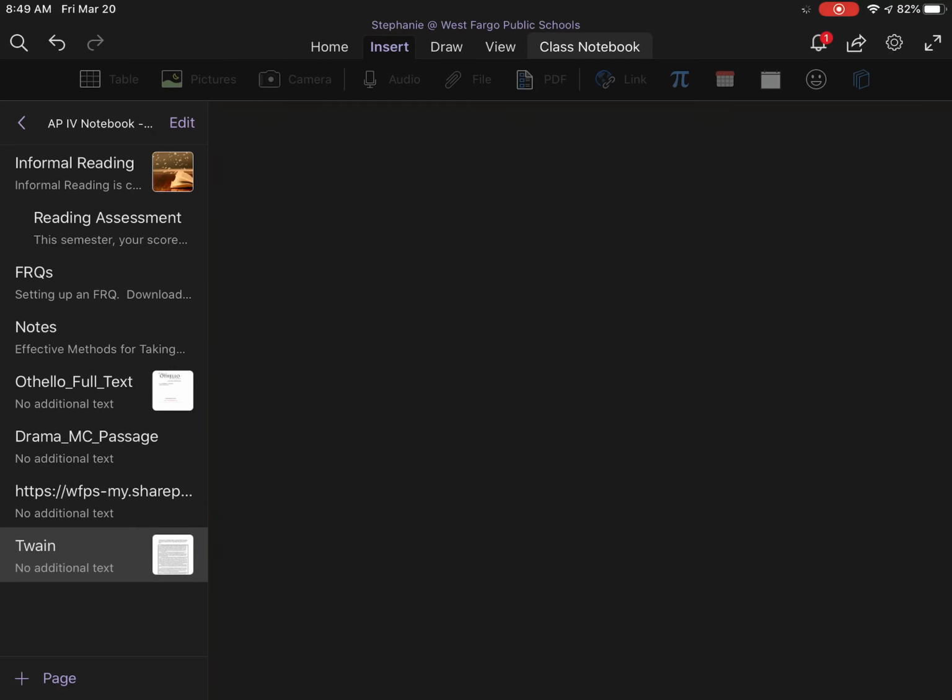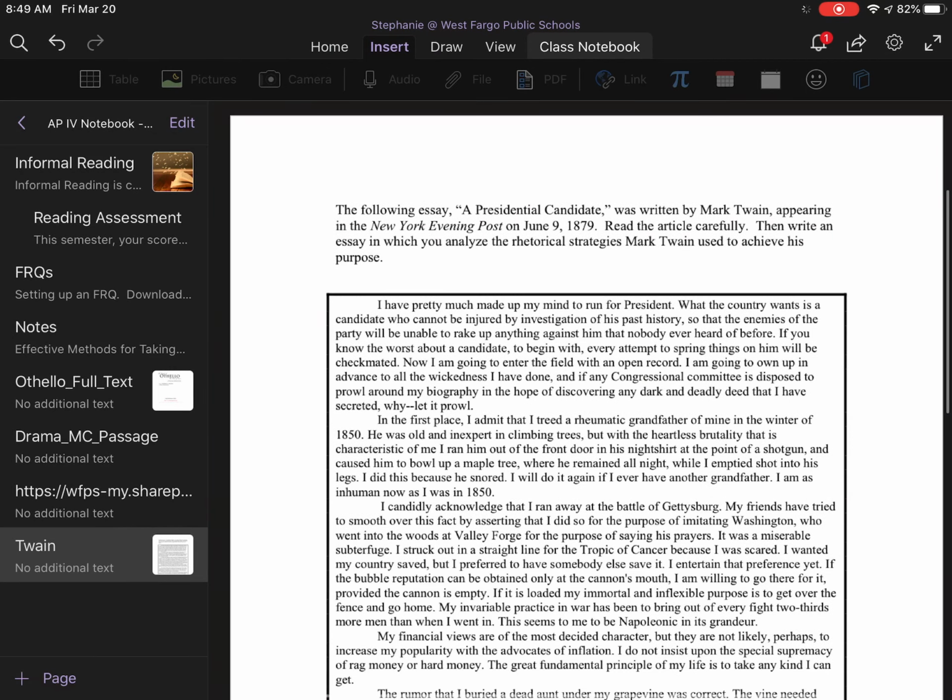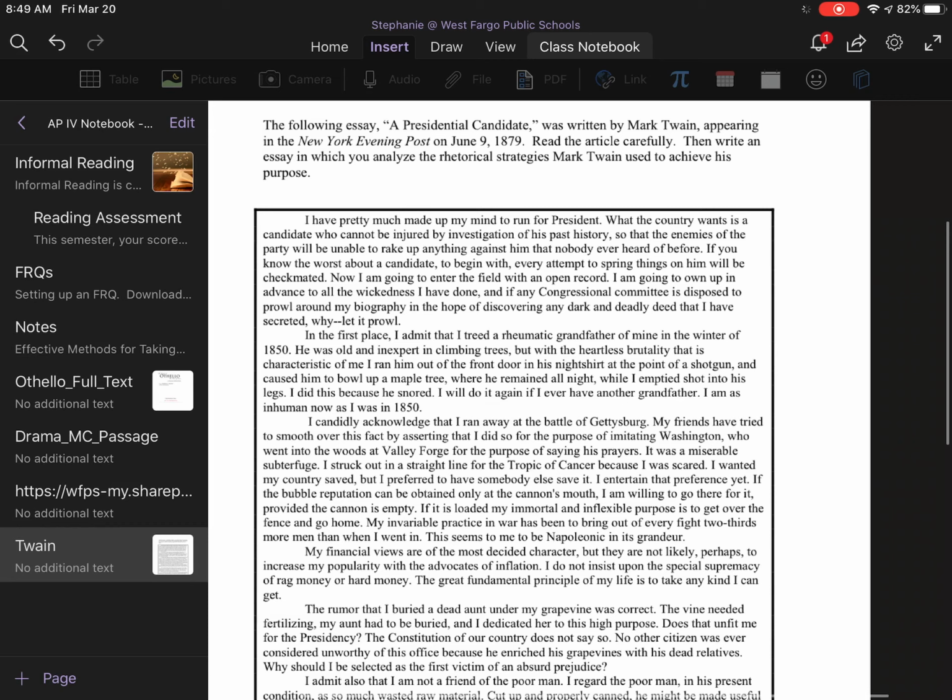So let's look at an example. What I have pulled up here is an article written by Mark Twain, okay? And it's written in narrative style, so that means that Mark Twain is not the speaker in this situation. The narrator is the speaker.